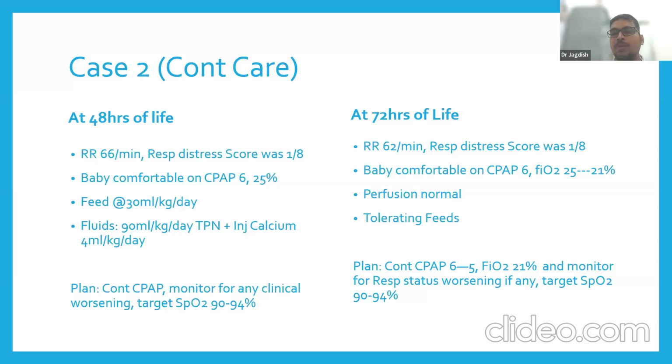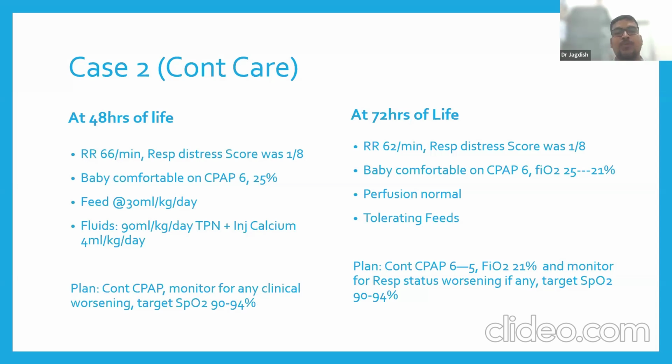The baby was stabilized in the last 48 hours. We have seen the baby is maintaining pressures of 6 and FiO2 of 25 to 21%, and the baby is quite comfortable, score of 1 by 8. So we wanted to titrate the CPAP. From pressure 6 we have decreased to 5. FiO2 continued at 21%, and we wanted to continuously monitor for respiratory status worsening, if any, with target saturation of 90 to 94.